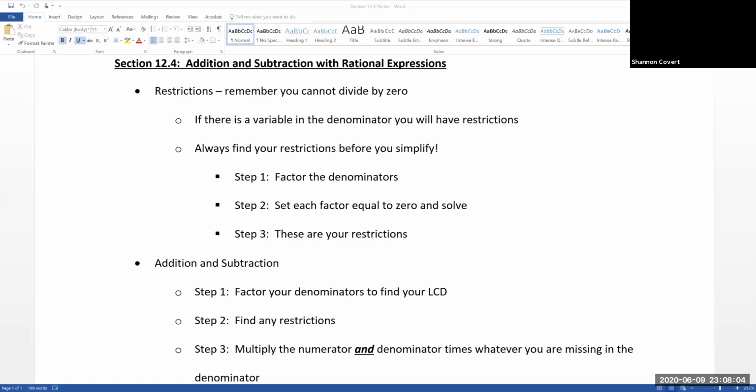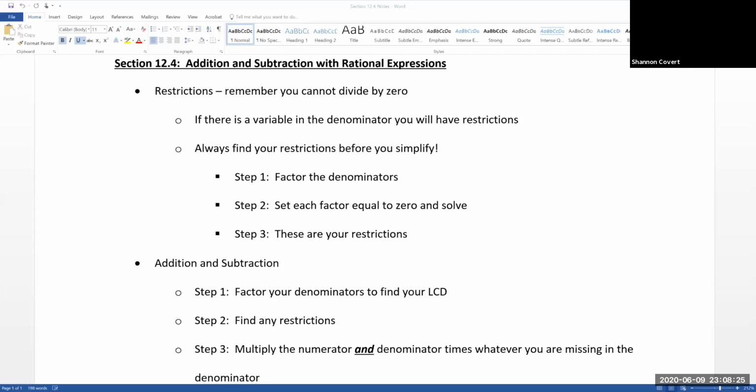This video is over section 12.4, addition and subtraction with rational expressions. I'm going to emphasize again the importance of restrictions and remembering that you cannot divide by 0. If you have a variable in your denominator, you're going to have restrictions. Always find your restrictions before you simplify.